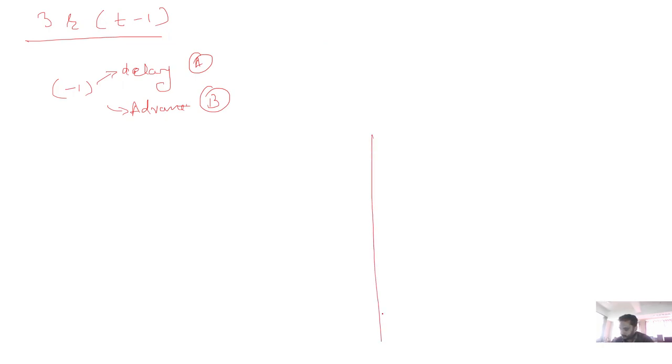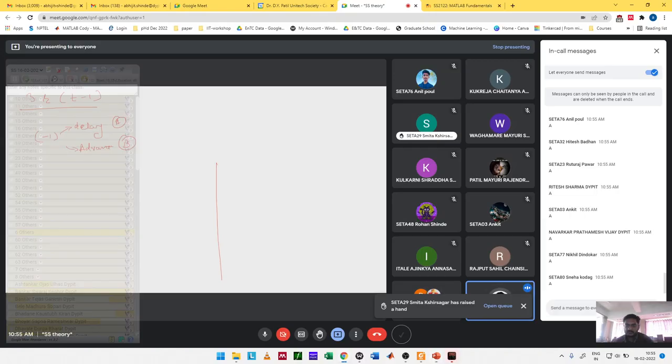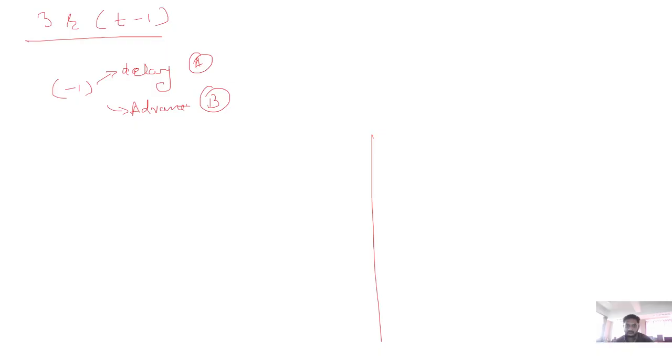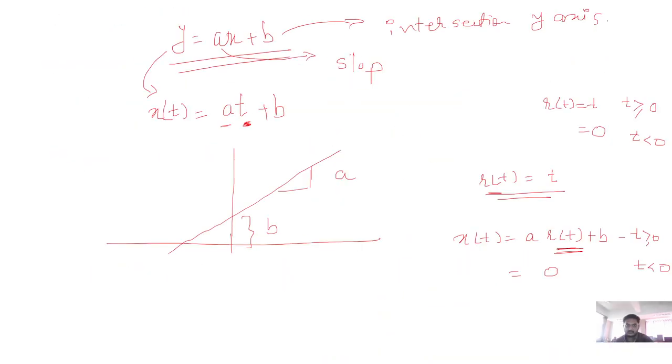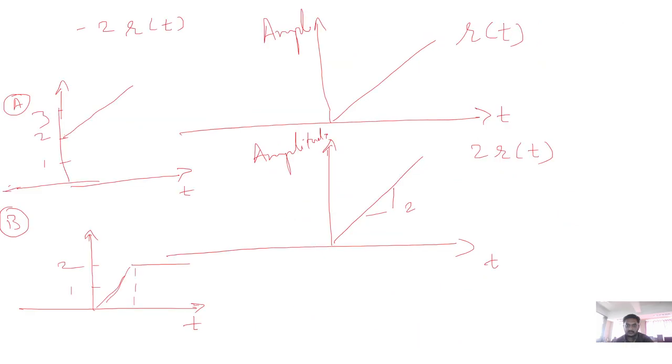So either hum do cheez kar sakte. I guess someone has raised hand. Yes, Meeta, any question? Sir, last question में वहाँ पे minus 2 of r t था ना, तो हमें मतलब generally consider करते वक्त t positive ही consider करना है क्या? T is greater than or equal to 0. Okay okay okay. The last step I missed over here.